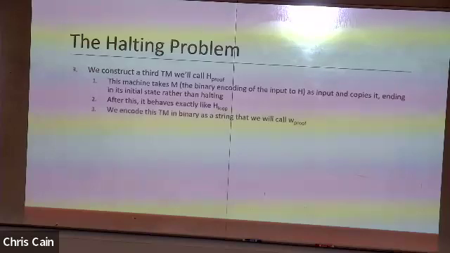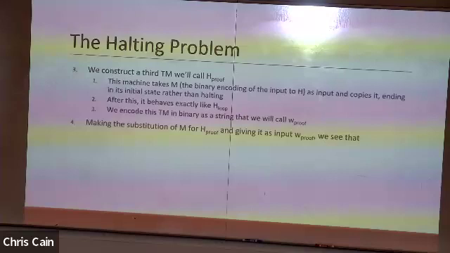We're going to encode the entirety of H sub proof as a binary string that we're going to call W sub proof. This is the string that has H sub proof on it. We're going to make a substitution. The machine that we originally fed H, M, we're going to substitute now for H sub proof, and give it as input itself, W sub proof. So we're giving H sub proof as a string its own representation, its own binary representation.